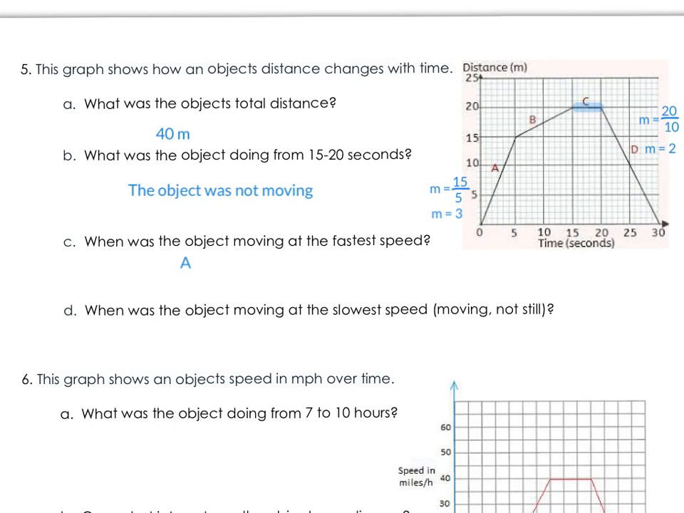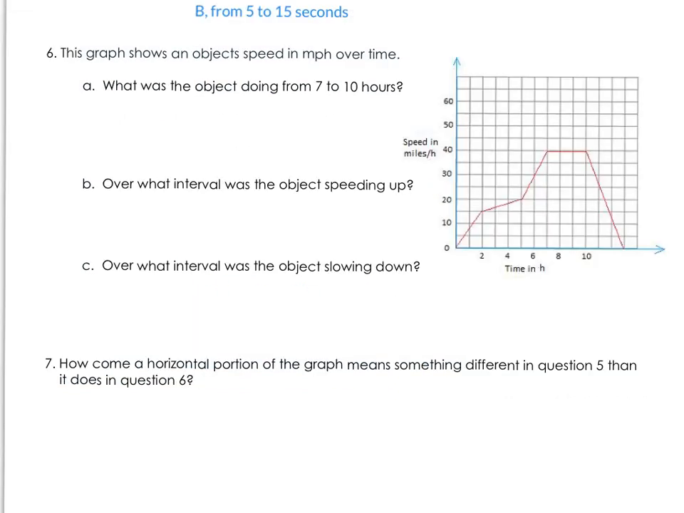When was the object moving at the slowest speed, but still moving, not standing still? So that would be B from 5 to 15 seconds, and I also added the A from 0 to 5 seconds just so you know what it means in the context of the problem.